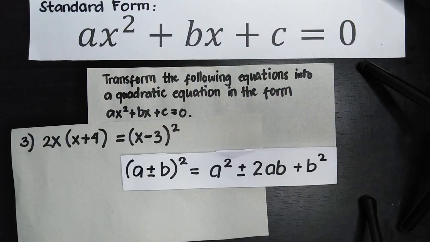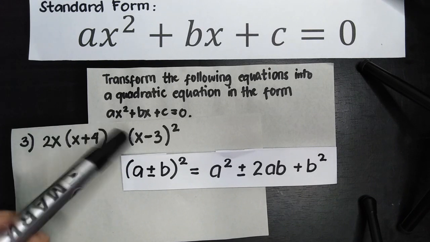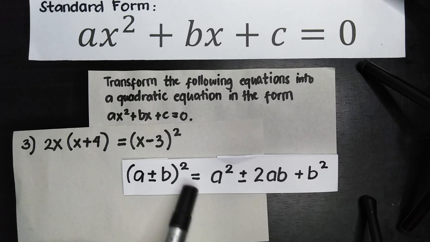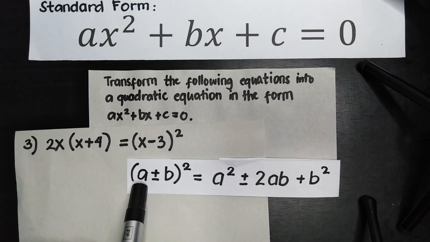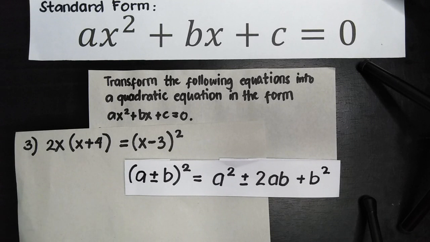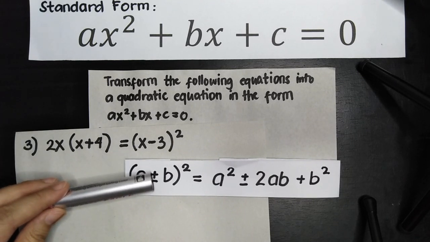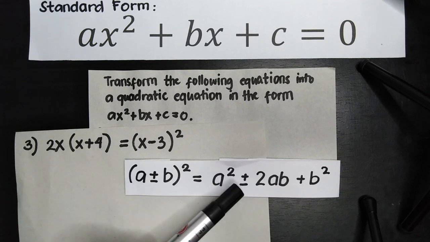So, if you watched our previous tutorial, this is the shortcut I mentioned if ever you see something like this, a square of a binomial. Because that's a special product. So, in our special products, this is the rule. A plus or minus B, squared, is equal to the square of the first term, plus or minus whatever is the operation here or the sign here, that's what we will use.